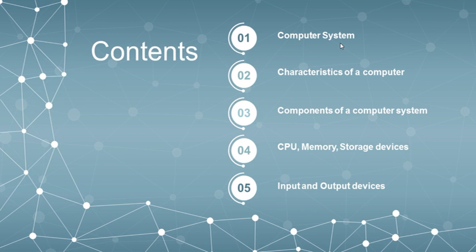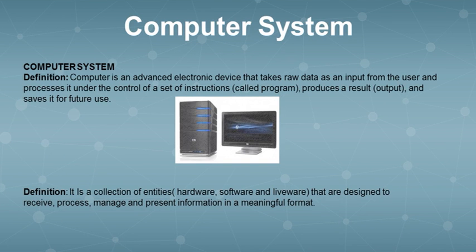First one, computer system, in which we will discuss its definition. We will know what that actually is. Second thing, characteristics of a computer. It means to say what are the different features and possibilities of a computer. Third one, components of a computer system: CPU, memory, storage devices, and at last, input and output devices. So first, we will understand what a computer system is.